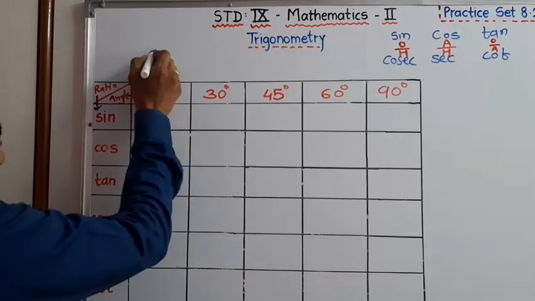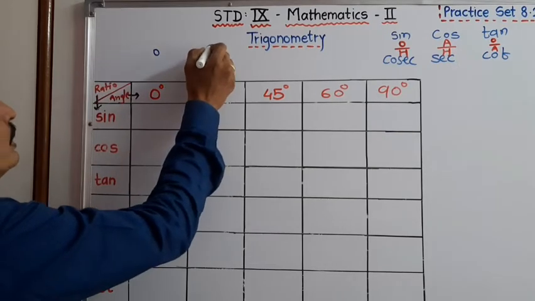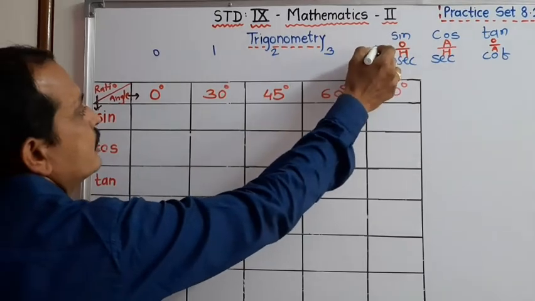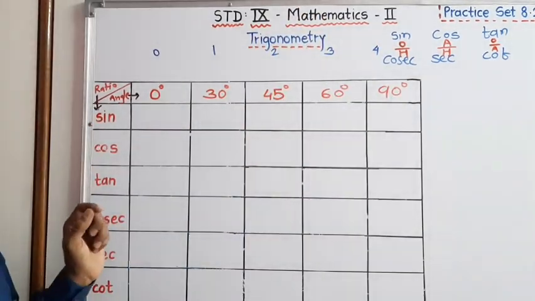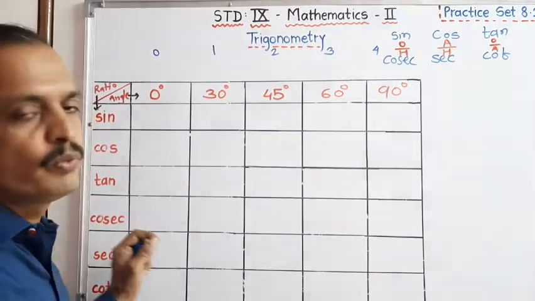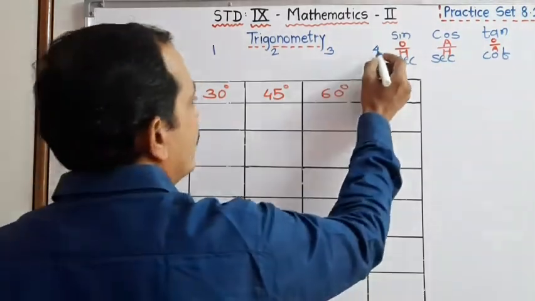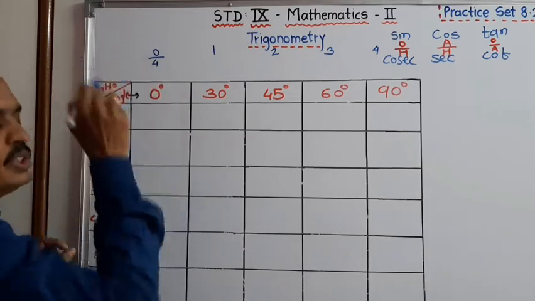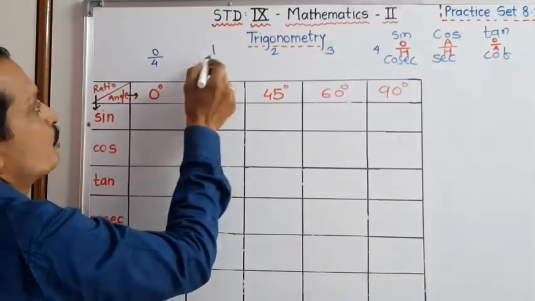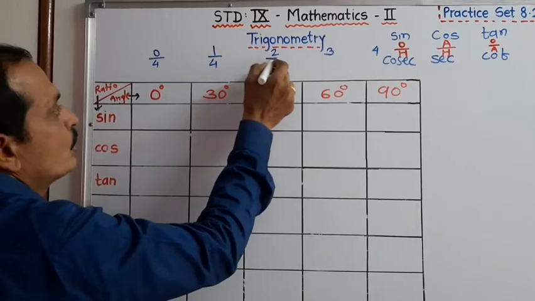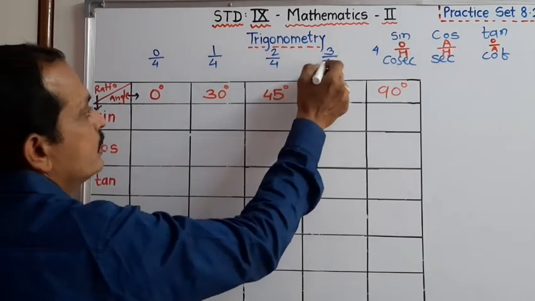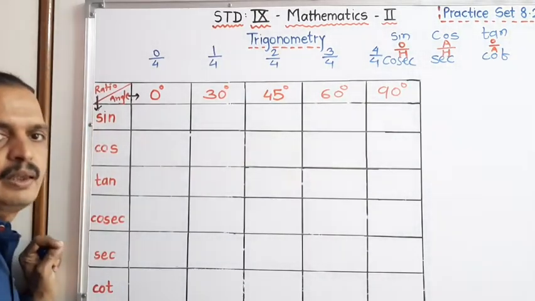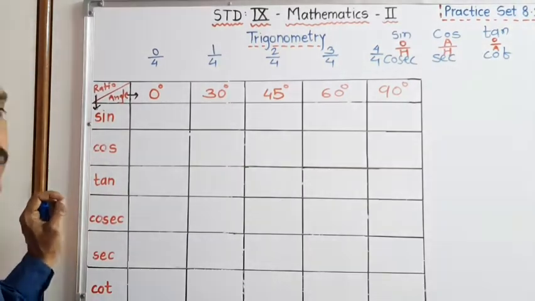above this 0, we have to write 0, here it is 1, here it is 2, here it is 3 and here it is 4. That means 0, 1, 2, 3, 4. This we have to write. After that, divide each number by 4. That is 0 upon 4, 1 upon 4, 2 upon 4, 3 upon 4 and 4 upon 4. I think everyone understood this.